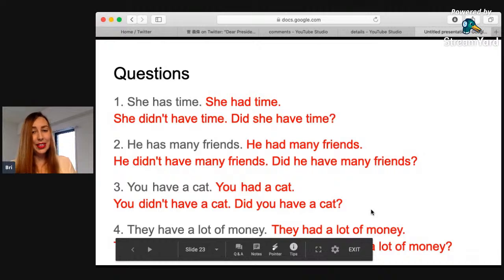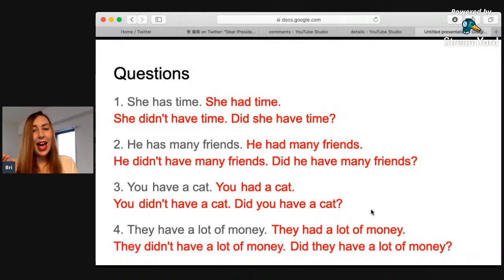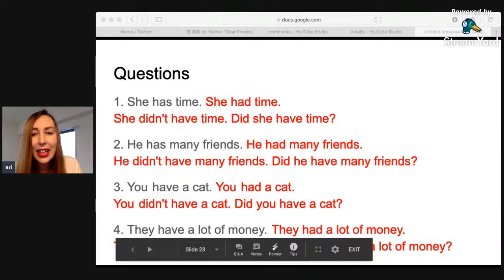Oh, and I have to wait for this to disappear so you can see it. Okay, they had a lot of money. They didn't have a lot of money. Did they have a lot of money? Okay, very good. Oh, very good, Yassine.